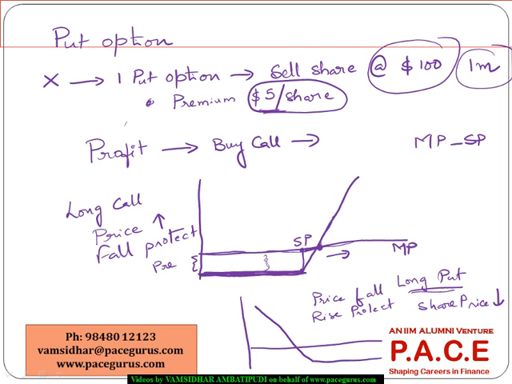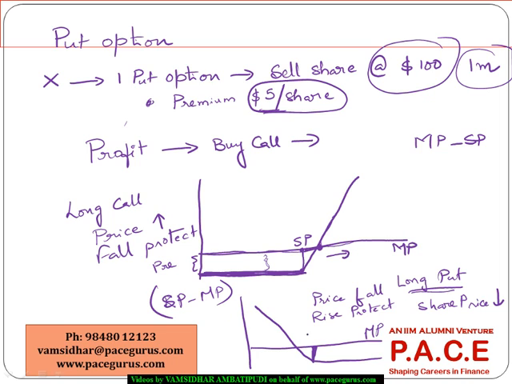That is where, if the strike price is this, as long as the market price goes lower than this strike price, the benefit is to the extent of the difference between the strike price and the market price.